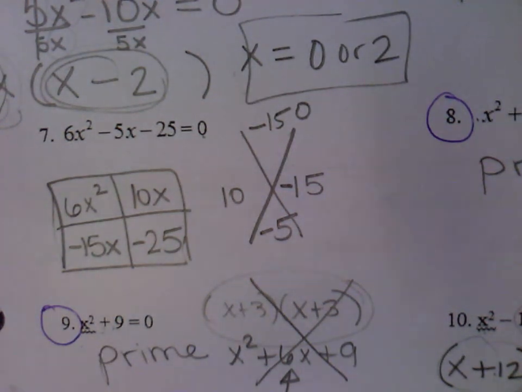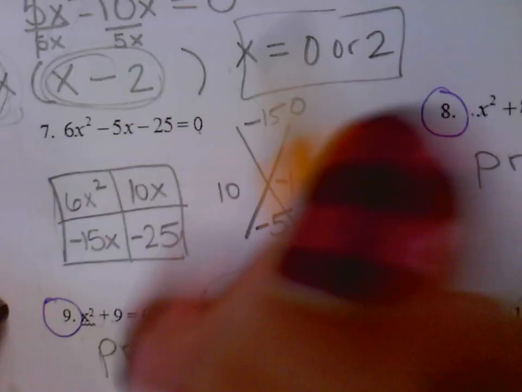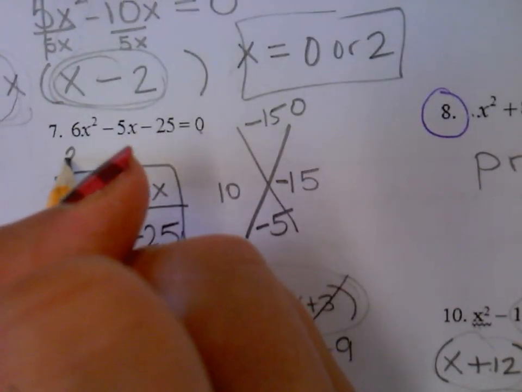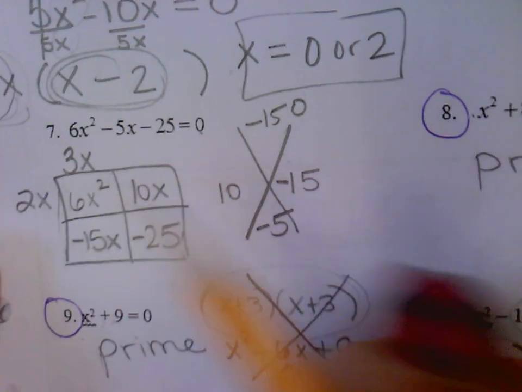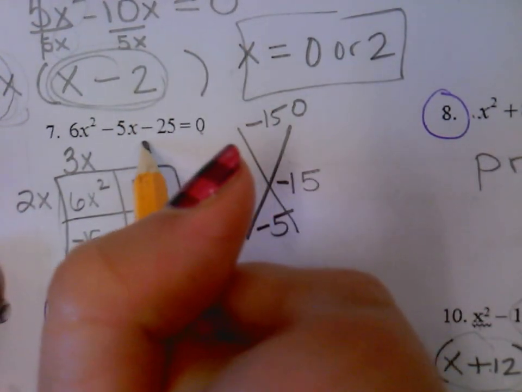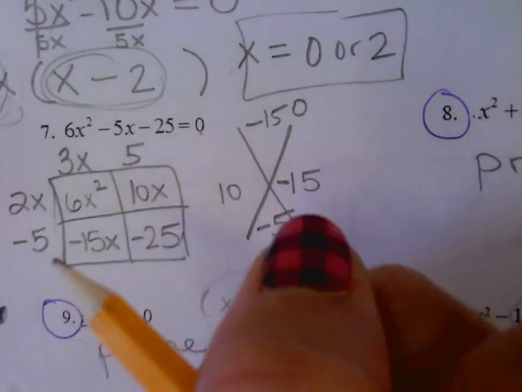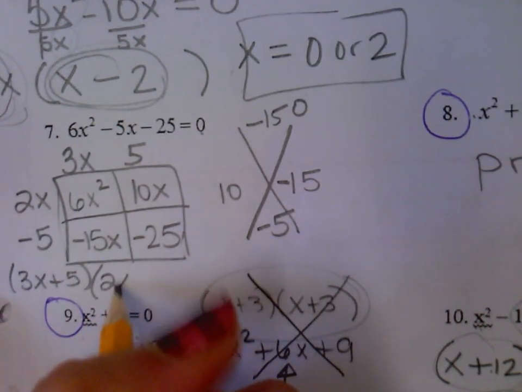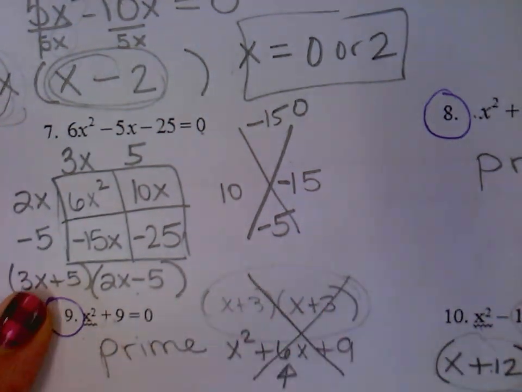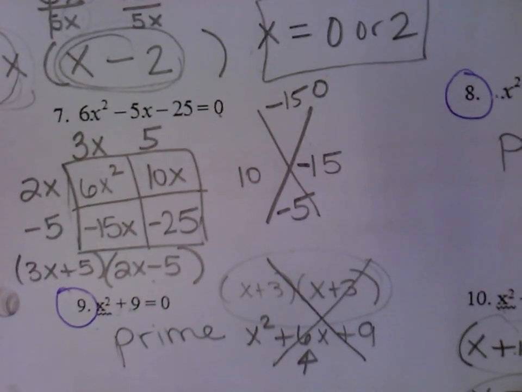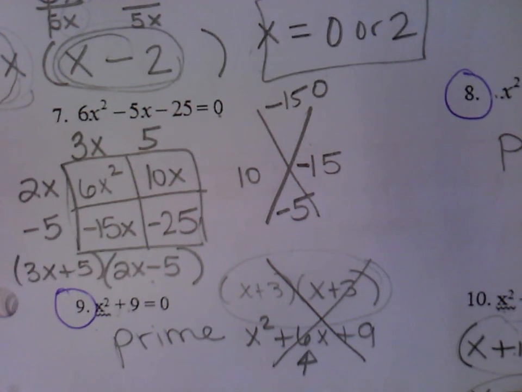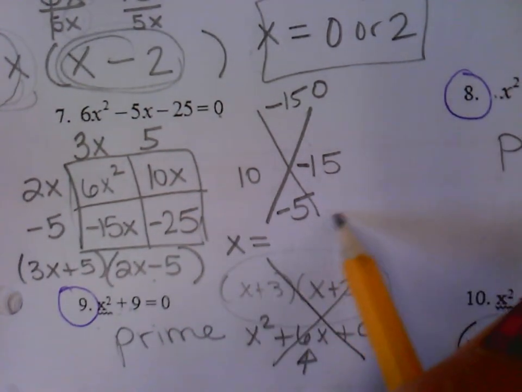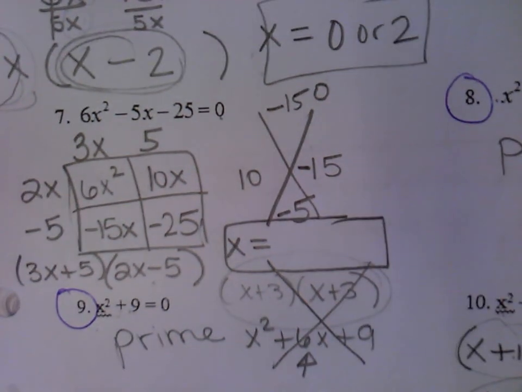Your two parentheses to find the x values. Let's see, this is a 3x, 2x, and a 5, and a negative 5. Is that right? You get 3x plus 5, and then 2x minus 5 as your binomials. And then you've got to figure out what x is. What are the two fractions that x would come out to? I'll write mine in a second, but see if you can solve them on your own.